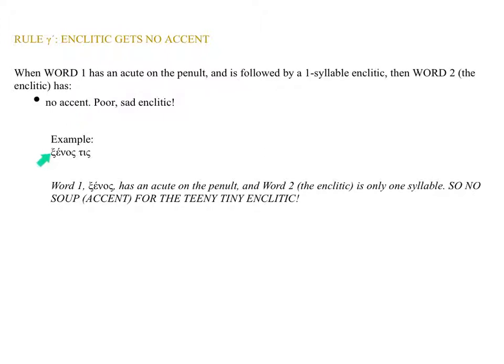So xenos has an accent that's an acute, and it's on the penult because it's the second to last syllable. And the enclitic here, word 2, is only 1 syllable. Then it can't get an accent. So this is very related to the last rule, because if tis were 2 syllables, then it would get an accent. But not this time, because tis is a 1-syllable word.